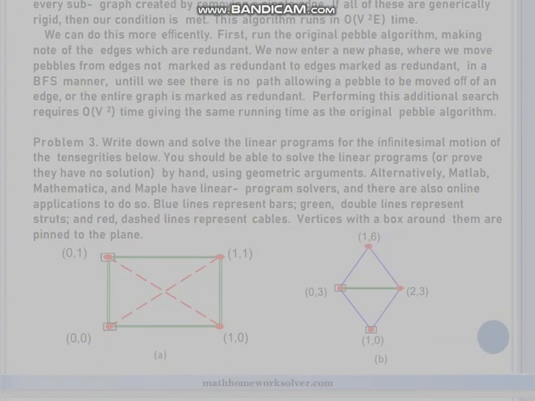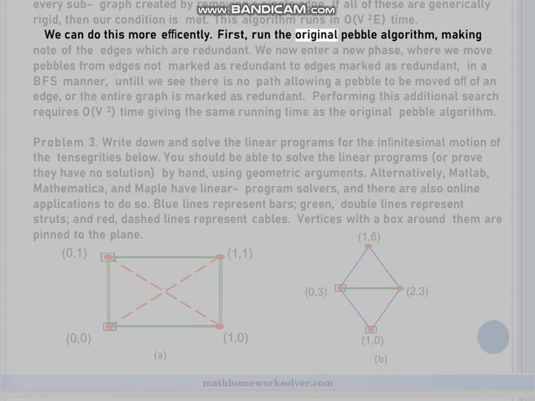Solution. One simple way of doing this is to run the pebble covering algorithm on every subgraph created by removing a single edge. If all of these are generically rigid, then our condition is met. This algorithm runs in O(V^2 E) time. We can do this more efficiently.